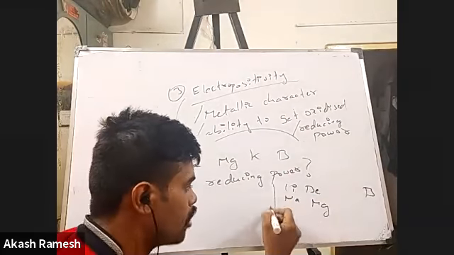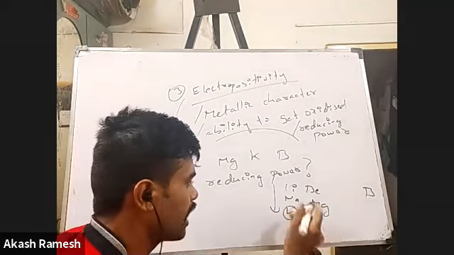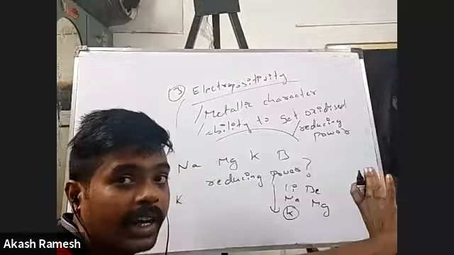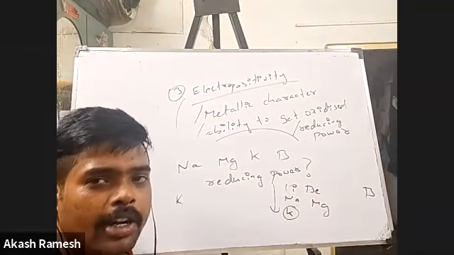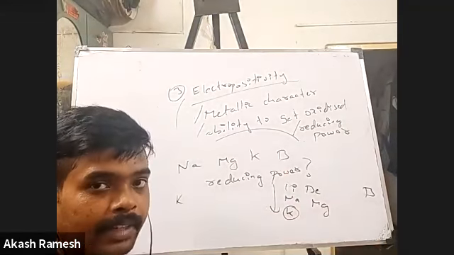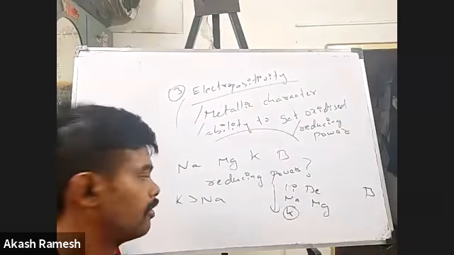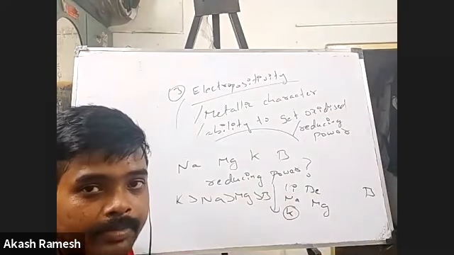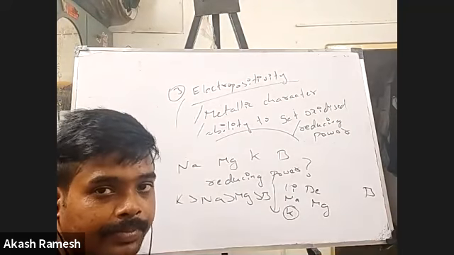So obviously when I go down the group, what happens to the metallic character? Metallic character or reducing nature increases. So definitely potassium among this, and along the period, if I go, it is going to decrease, right? So potassium is going to have the maximum metallic character, or the maximum reducing power. Okay, then what after potassium? Sodium. Good. After sodium? Magnesium. Very good. And lastly, obviously boron, because boron is at the last. Everybody understood how metallic character and reducing power works, right?